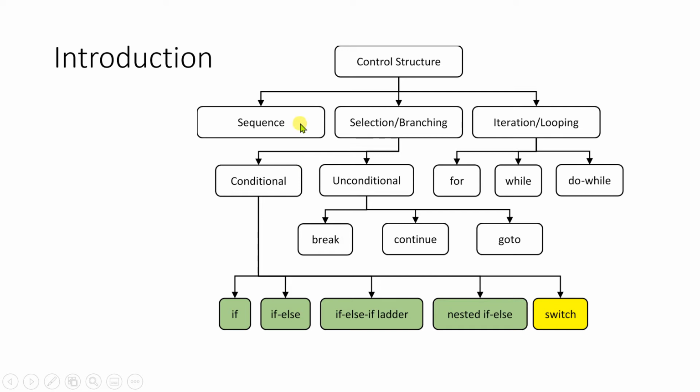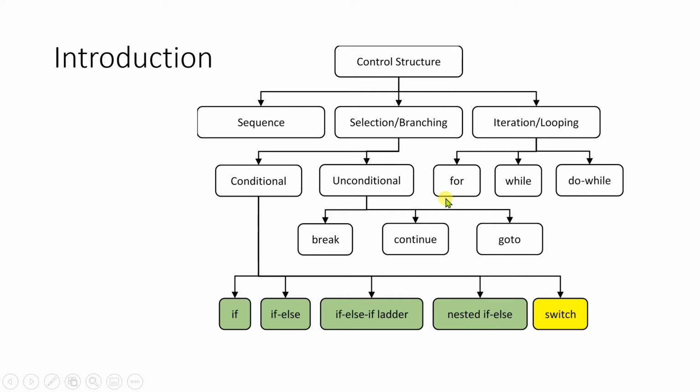I have included this figure because I wanted to show you how the control statements are divided in the C programming language. The green colored boxes represent the statements whose discussion we have completed, and the videos are already on YouTube. I request you to watch those videos, as it will definitely help you understand the other control statements. Today's discussion will be on the switch statement, so let us continue.